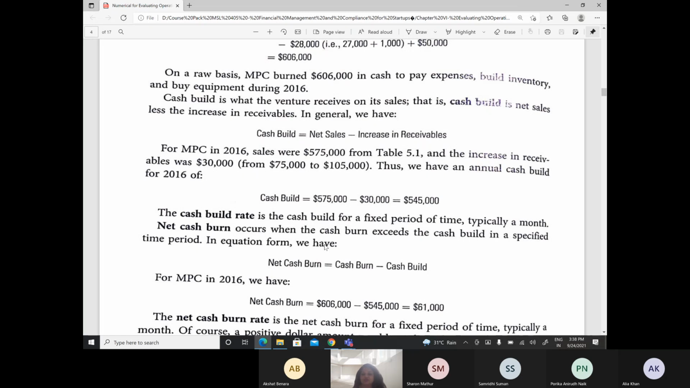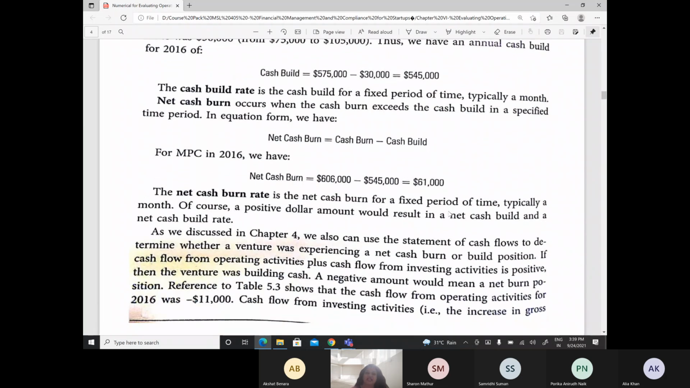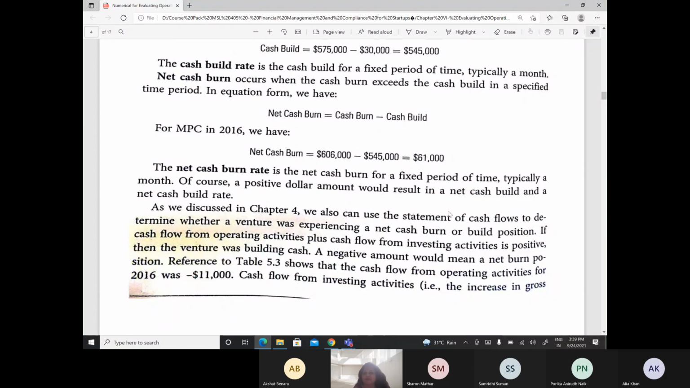So for MPC in 2016, sales were $575,000 from table 5.1, and the increase in receivables was $30,000, from $75,000 to $105,000. Thus, we have an annual cash billed for 2016 of 575 minus 30, which is equal to $545,000. The net cash billed rate is the cash billed for a fixed period of time, typically a month.